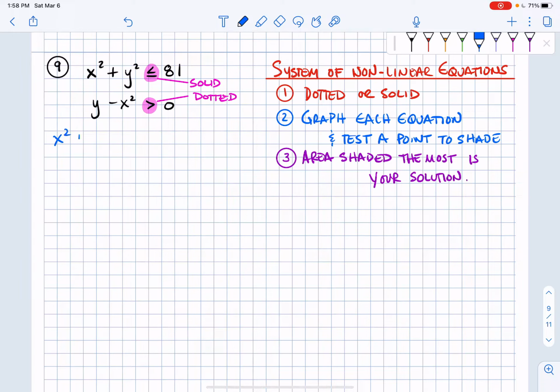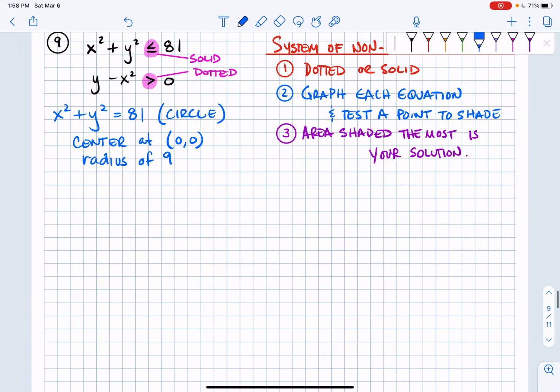So if I have x squared plus y squared equals 81, what I actually have is a circle with a center at 0, 0 and a radius of 9.